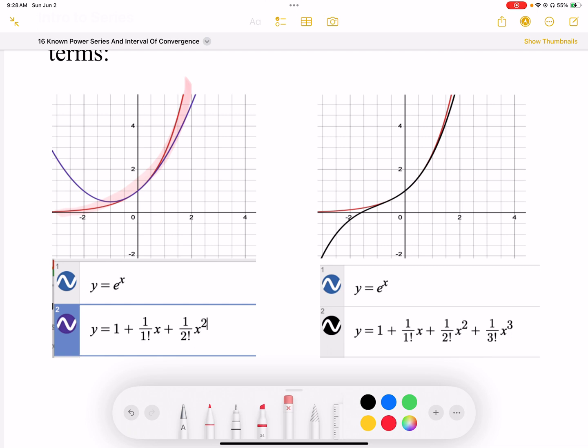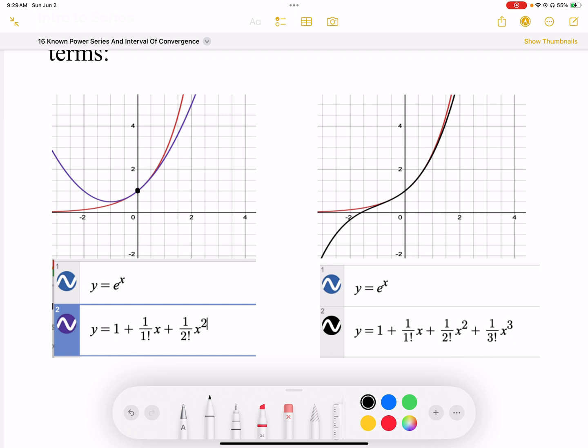And as we increase the number of terms, notice that this parabola matches right at 0. That's the center of our convergence. And as it mimics that graph, it follows that graph fairly closely up until we get to about -1 and +1, and it starts to diverge a little bit.